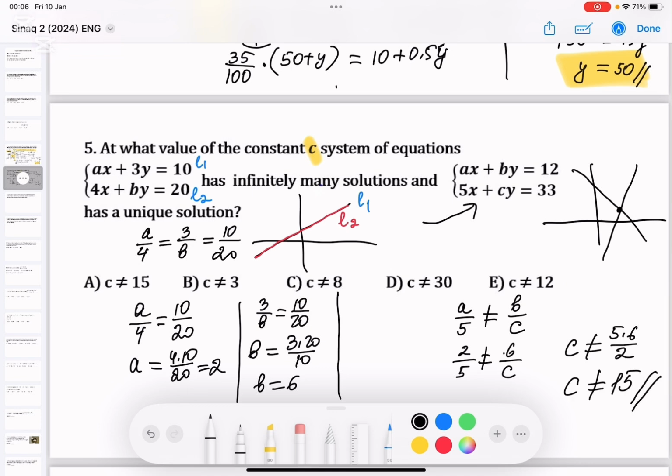How can you understand the given answer? Some of you asked me whether this question is not correct, and whether it should be equal to 15. No, the question is correct, and the correct answer is indeed a, that is c doesn't equal 15. So how to understand this? For all values of c except 15, the system of equations has a unique solution. So basically it has one solution.